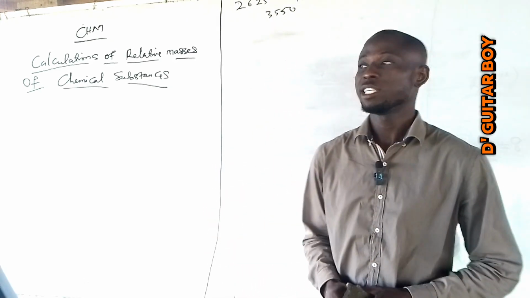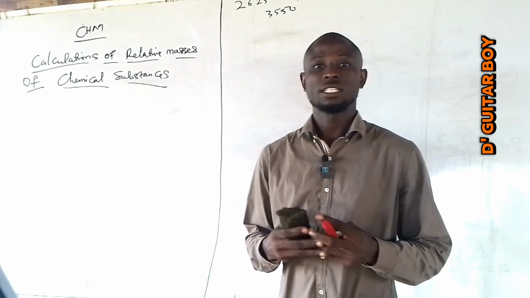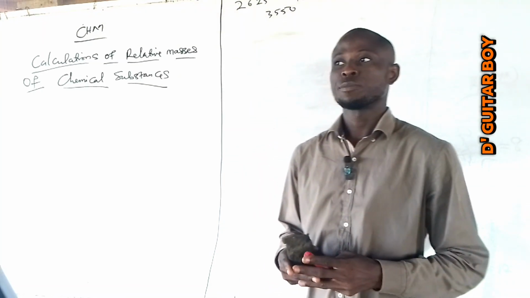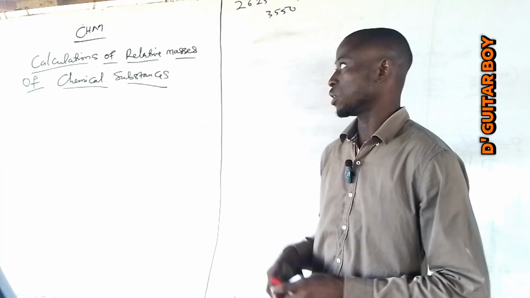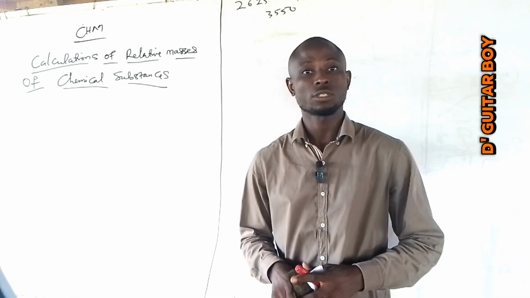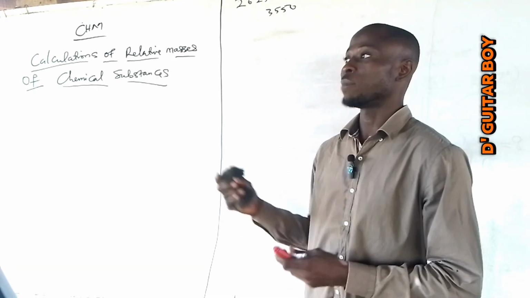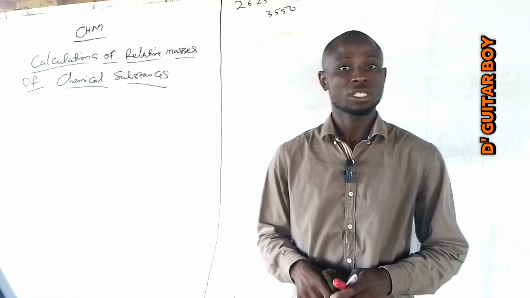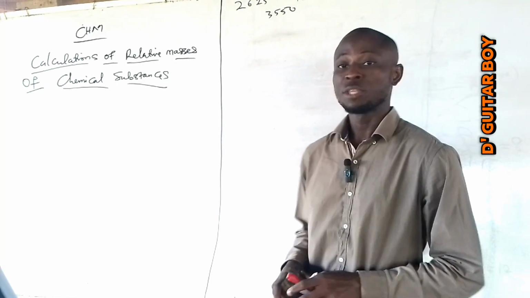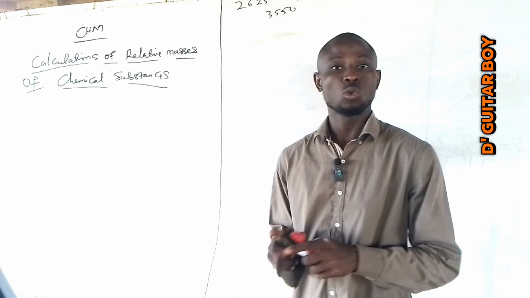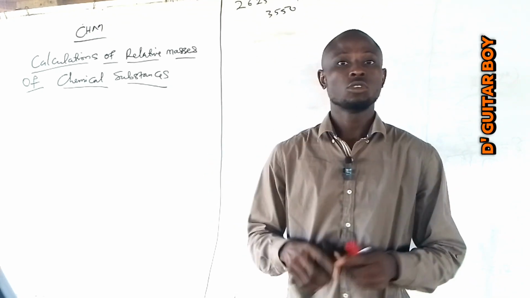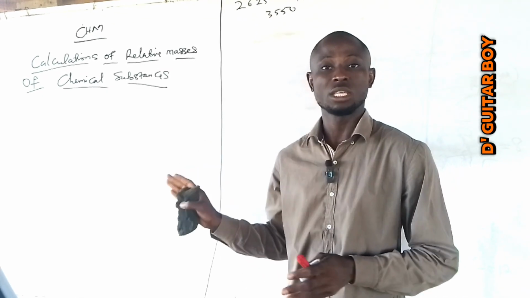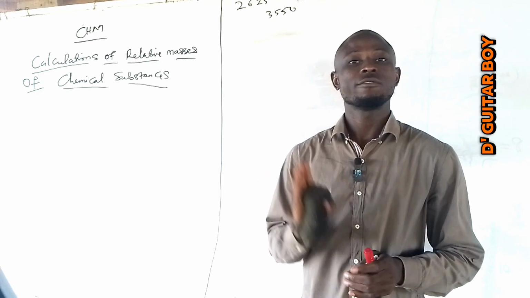Today we are going to be doing chemistry, and what we are going to be doing today is related to our last video, which is relative mass of substances. But today we are going to be doing calculations in relative mass, the calculations of relative masses of substances. If you have not watched that video, it will be good for you to go back and watch it before coming here. Calculations under this particular topic are very simple.